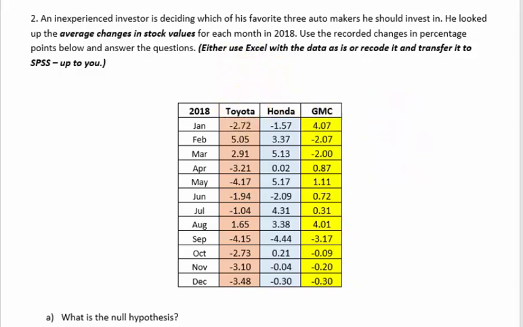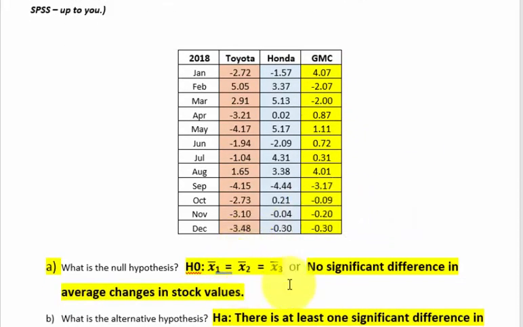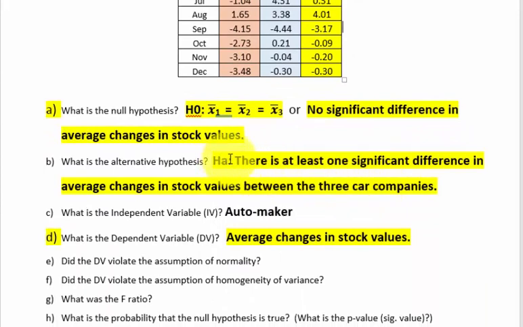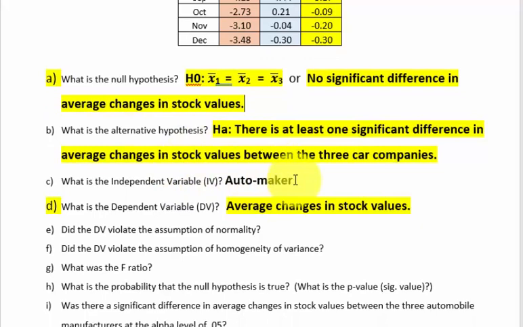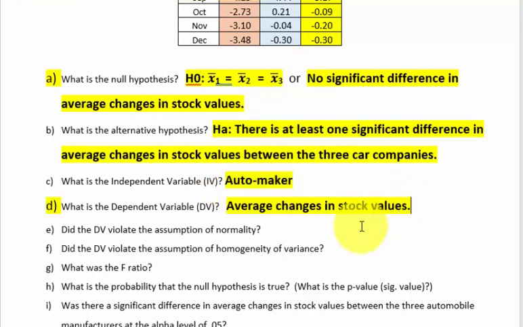But let me go ahead and answer the first couple of questions here in the blink of an eye. Boom. Magic. So the null is always the same: no significant difference in average changes in stock values between the three companies. And the alternative is yes, there was, right? So you got this argument. No, it wasn't. Yes, it was. Forever. And the IV is a grouping variable called Automaker, right? It's categorical. And the DV is average stock changes. Okay, those are the numbers in the colored rows.